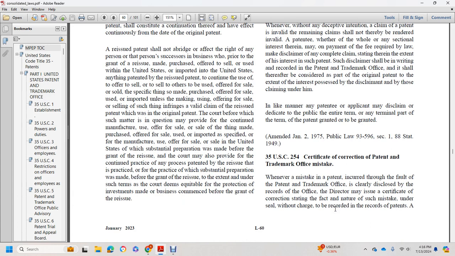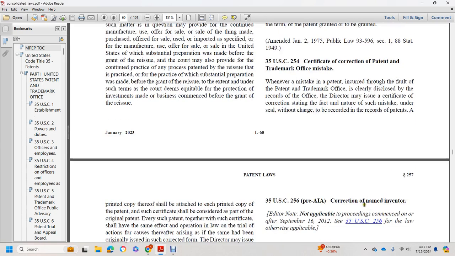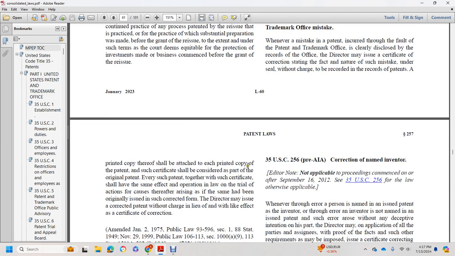Alright, Title 35 U.S. Code 254, Certificate of Correction of Patent and Trademark Office mistake. Whenever a mistake in a patent, incurred through the fault of the Patent and Trademark Office, is clearly disclosed by the records of the Office, the Director may issue a certificate of correction stating the fact and nature of such mistake, under seal, without charge, to be recorded in the records of patents. A printed copy thereof shall be attached to each printed copy of the patent, and such certificate shall be considered part of the original patent. Every such patent, together with the certificate, shall have the same effect and operation in law on the trial of actions for causes thereafter arising as if the same had been originally issued in such corrected form. The Director may issue a corrected patent without charge in lieu of and with like effect as a certificate of correction.